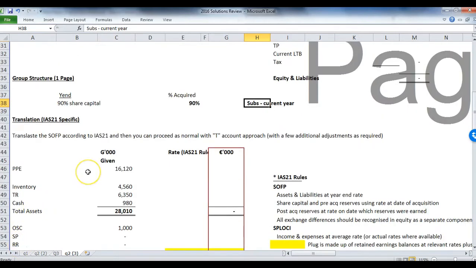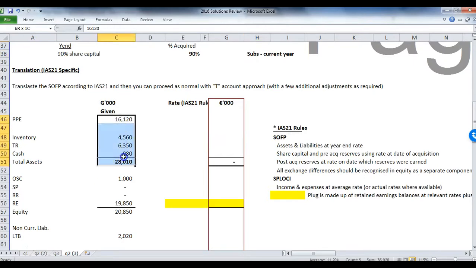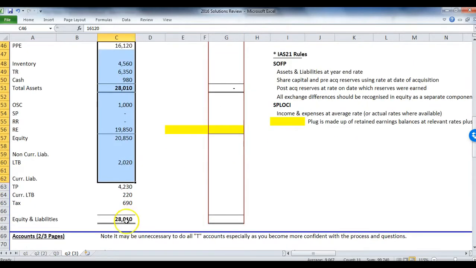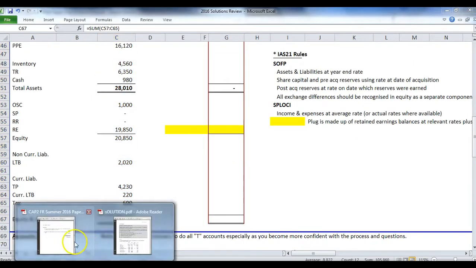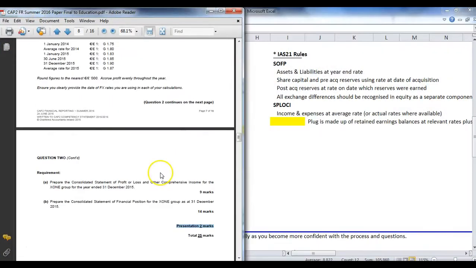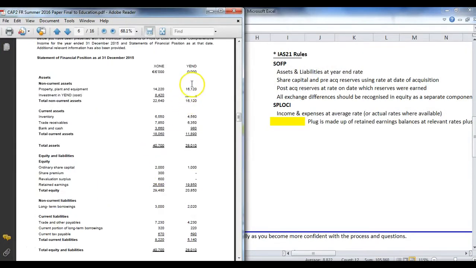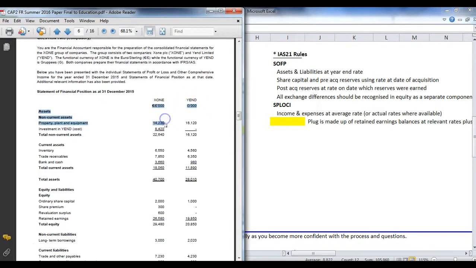The next adjustments you're probably going to have to leave a page for is specific to foreign exchange consolidation questions. You're going to have to retranslate the statement of financial position. So we go back to the question. We're given the statement of financial position here, but it's in the Gruppy currency. So that's not really much good to us. We know we need it all in euros because that's what our parent functional currency is.